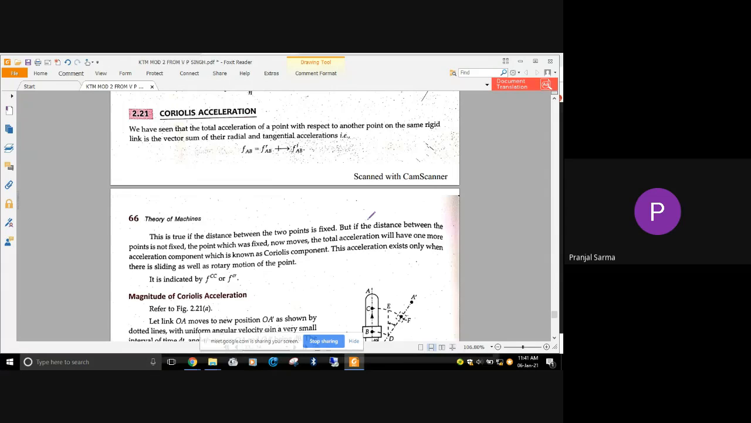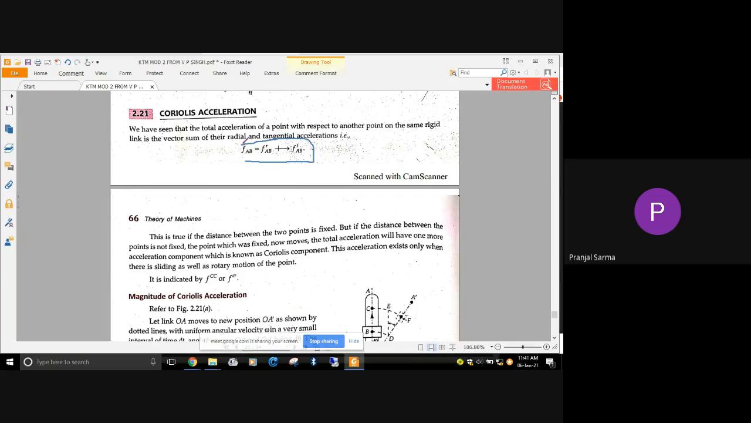I hope all of you understood. Now, apart from these two concepts, there is another acceleration component which is very important and has various effects in practice, even in your daily life: the Coriolis acceleration component. We have seen that the total acceleration of a point with respect to another point on the same rigid link is nothing but the vector summation of its radial and tangential acceleration. That we have discussed.